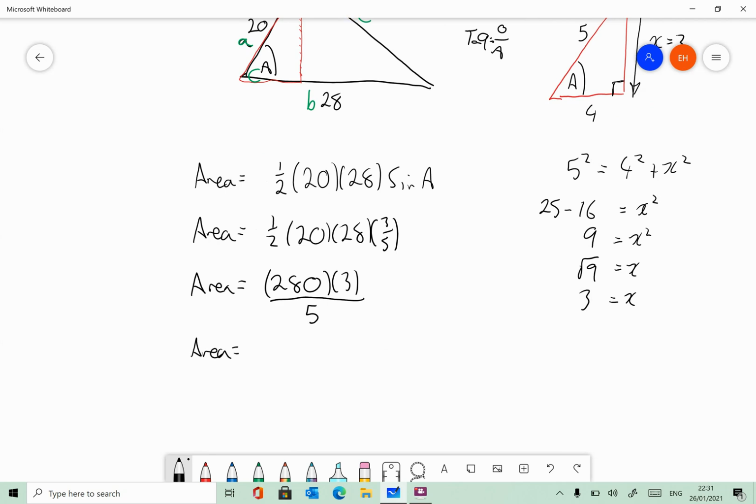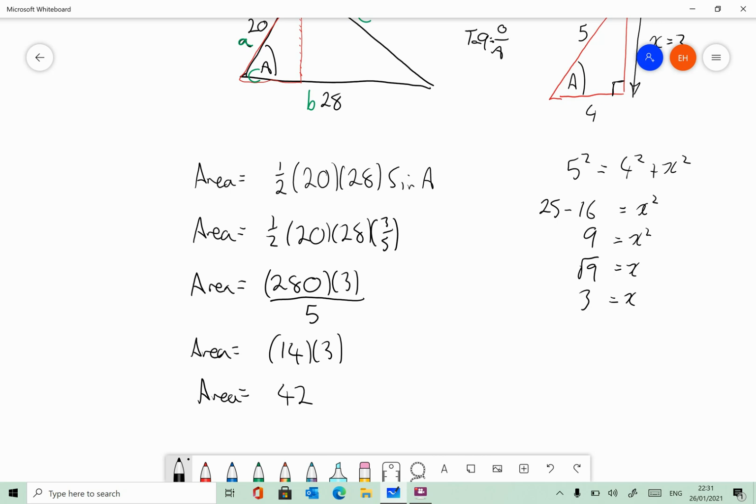Area equals, so how do you divide something by 5? Well, you divide it by 10 and then you divide it by 2. So that's going to be 28 divided by 2, so it's 14. 14 times 3. Area is equal to 42, is it? Bizarre question without using a calculator. Yeah, but it's always good to end up at 42. It's a nice number to end up at.